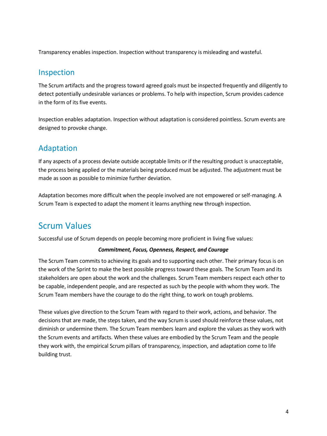These values give direction to the Scrum team with regard to their work, actions, and behavior. The decisions that are made, the steps taken, and the way Scrum is used should reinforce these values, not diminish or undermine them. The Scrum team members learn and explore the values as they work with the Scrum Events and Artifacts. When these values are embodied by the Scrum team and the people they work with, the empirical Scrum pillars of transparency, inspection, and adaptation come to life, building trust.